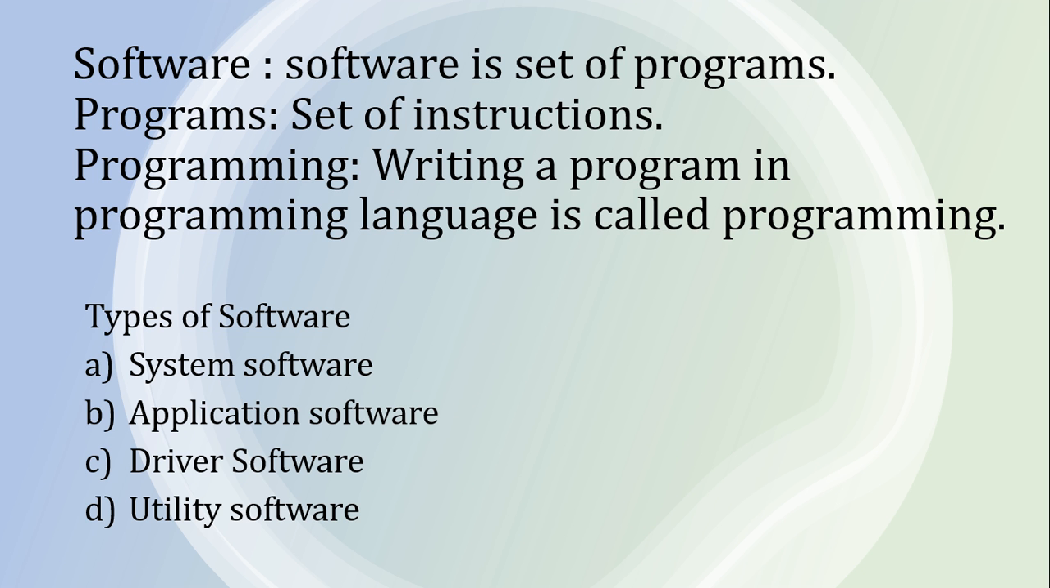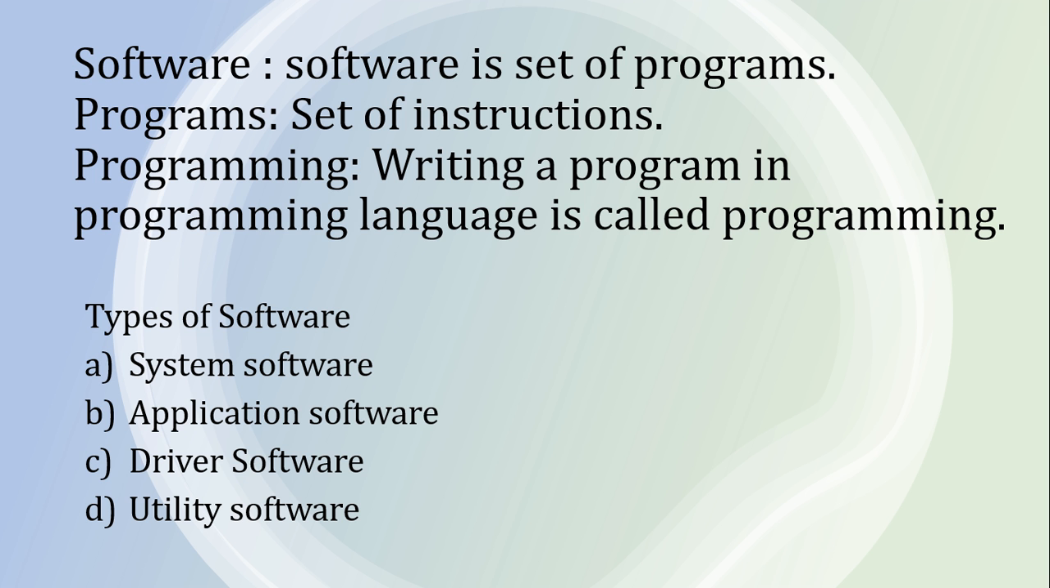Next, software. Software is a set of programs. What is a program? A program is a set of instructions. Instructions are just like in general life when we say go there, come here, do this, don't do this. Like this, we write a program or code in a programming language. What is programming? Writing a program in a programming language is called programming.